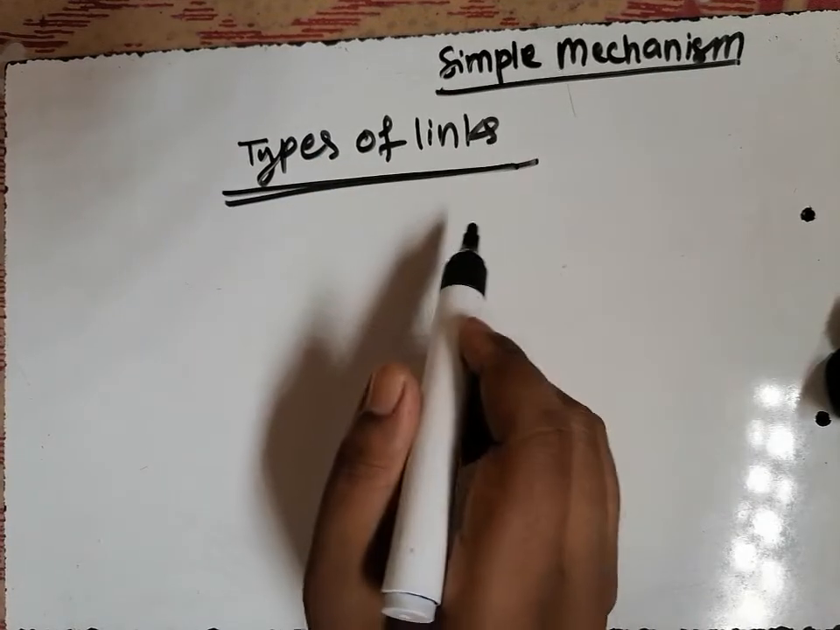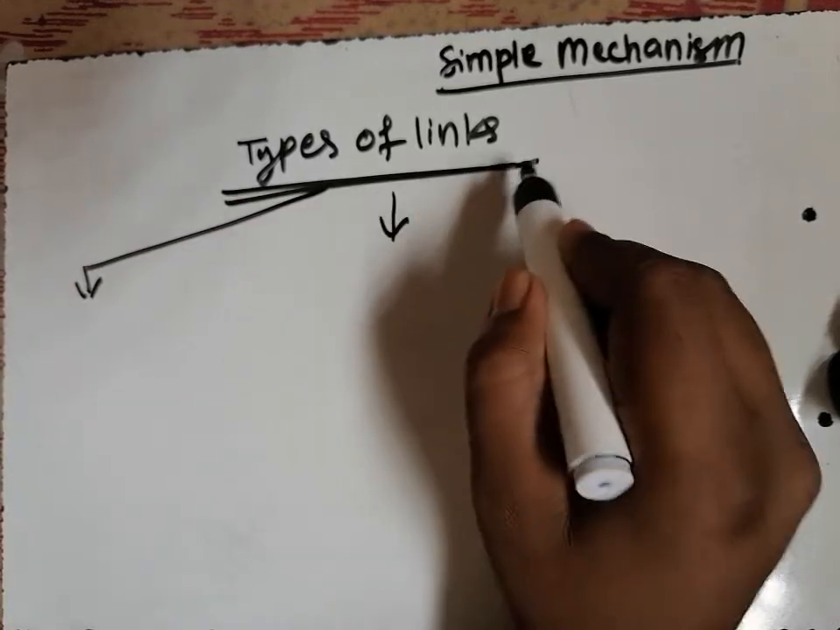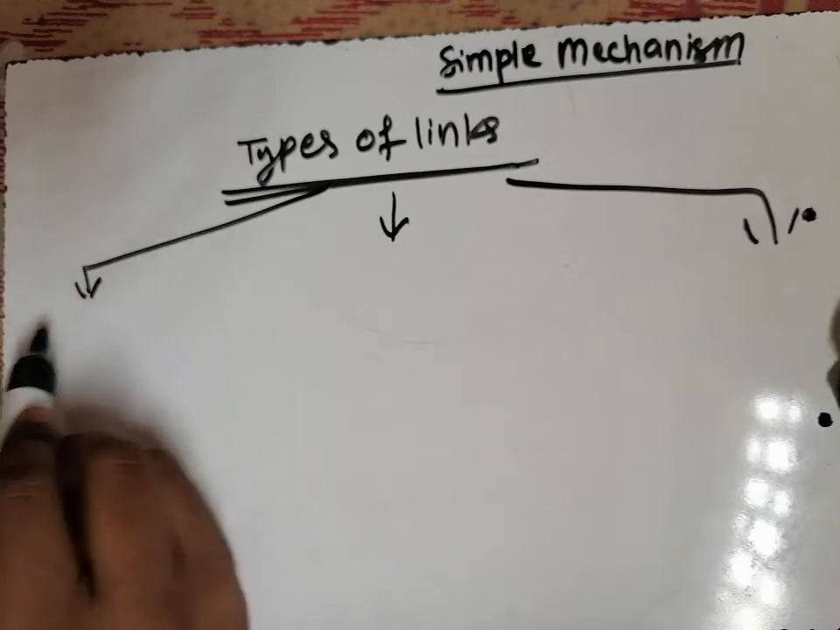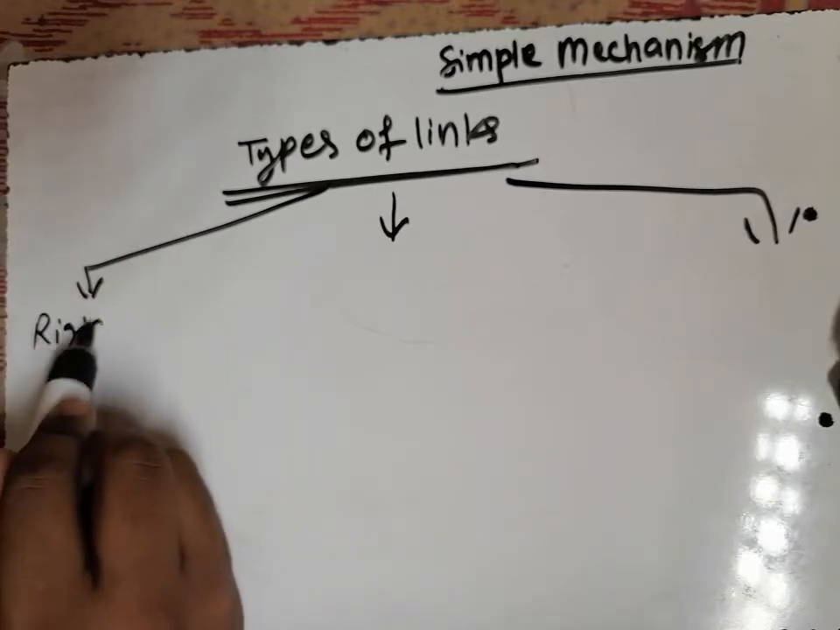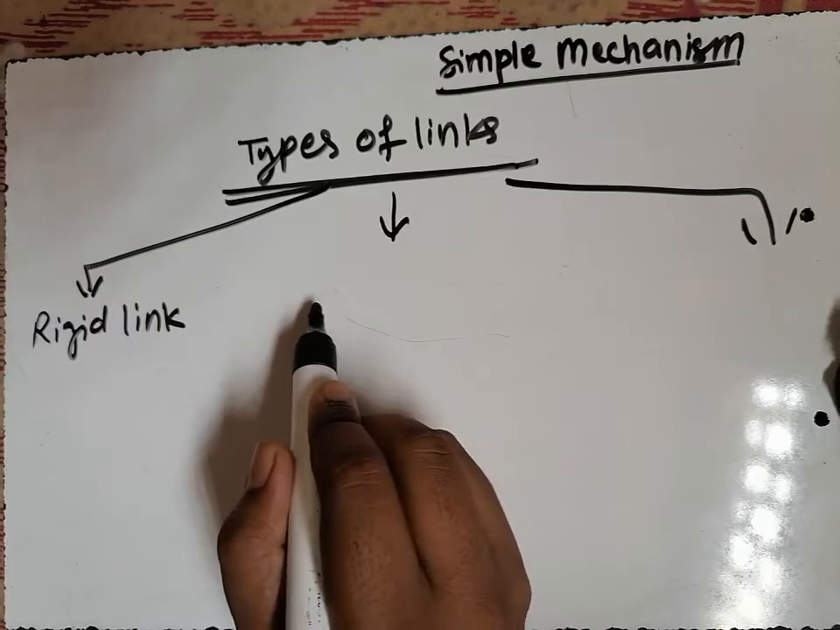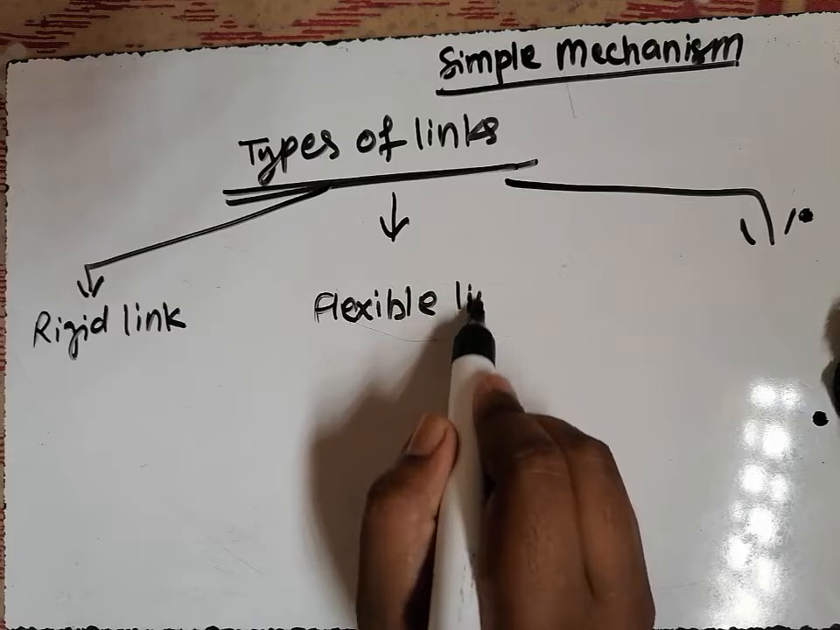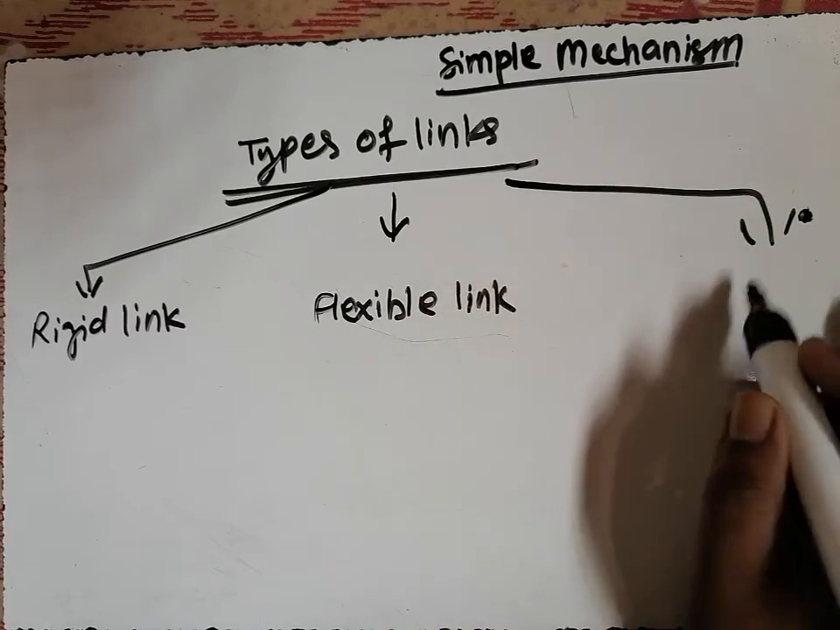Now we will see types of links. Basically, there are three types of link. First is rigid link. Second is flexible link. And the third one is fluid link.